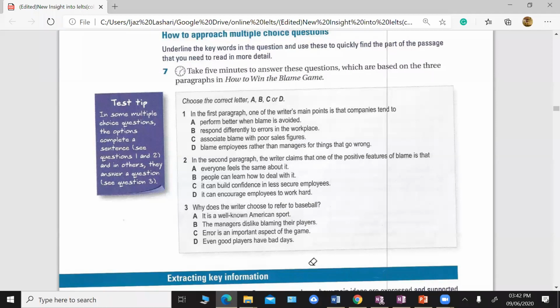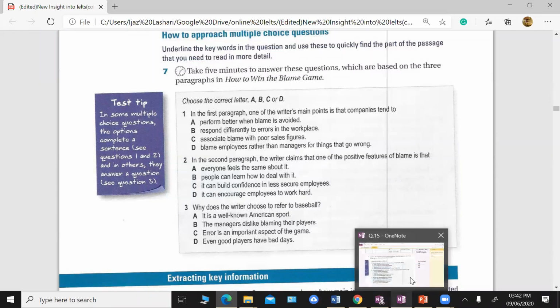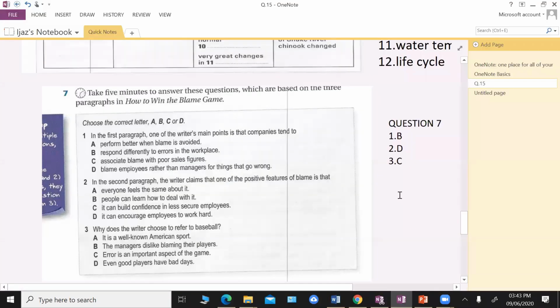A, it is a well-known American sport. B, the managers dislike blaming their players. C, error is an important aspect of the game. And D, even good players have bad days. All right. I'm sure you would have studied this one, and all of you would have answered.